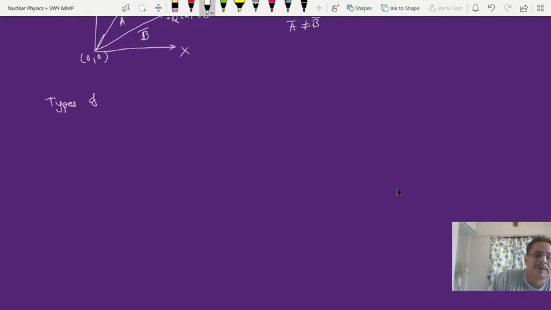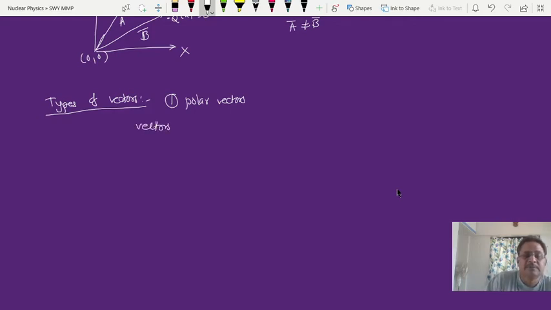Types of vectors. Now there are two types. First one is called polar vectors. Most of you may not know this definition, so we'll write this definition first and then we'll discuss.